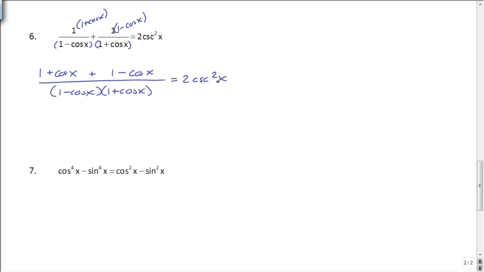All right, so now what are you going to do from here? Well, obviously, you should probably combine some like terms. So the top, we have 1 and 1, which is going to make 2. Cosine x and a negative cosine x are going to disappear, and that's all going to be over 1 minus cosine x, 1 plus cosine x. That's still equal to 2 cosecant squared x.